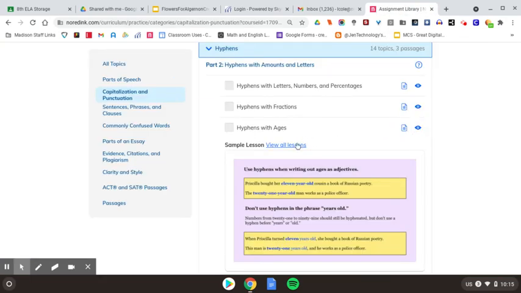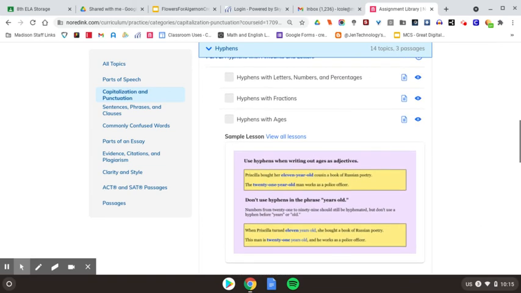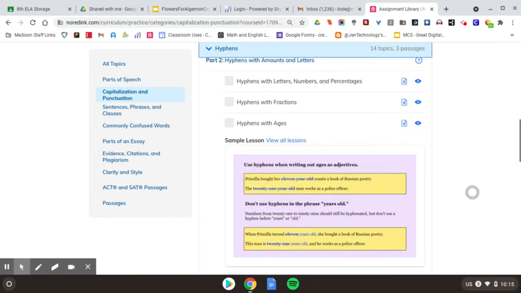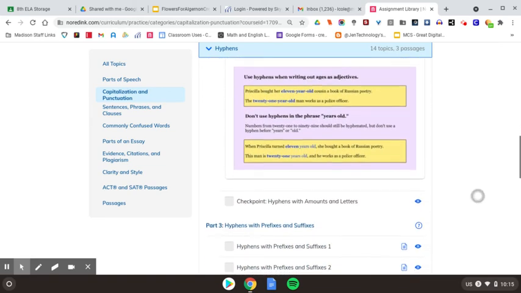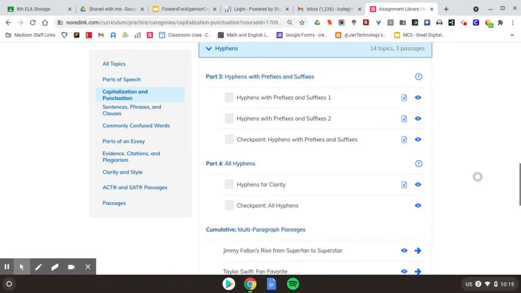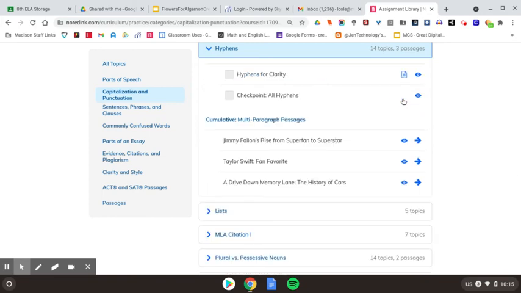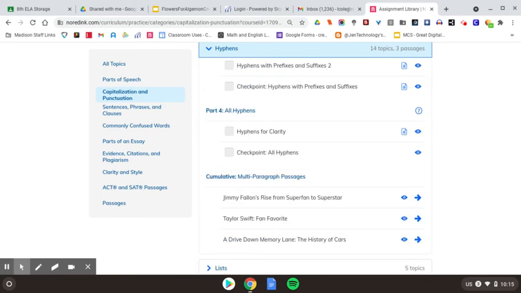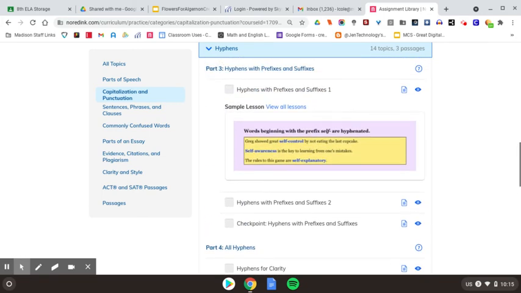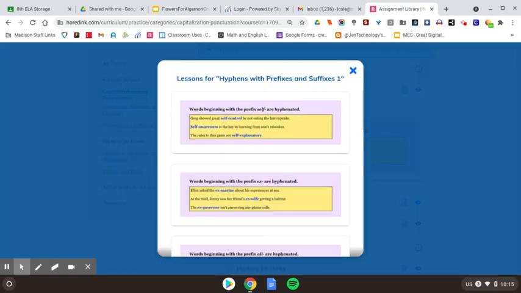All right, so let's go back. Oops, sorry. Didn't mean to do that. So we did letters, numbers, percentages. We did fractions. We did ages. Let's go down a little bit more, and we're just going to do two more of these. So hyphens with prefixes and suffixes. So as always, we want to look at the lesson so we know what in the world we're doing.